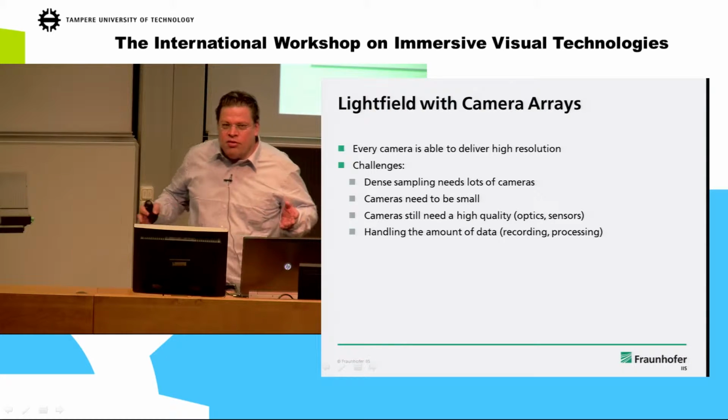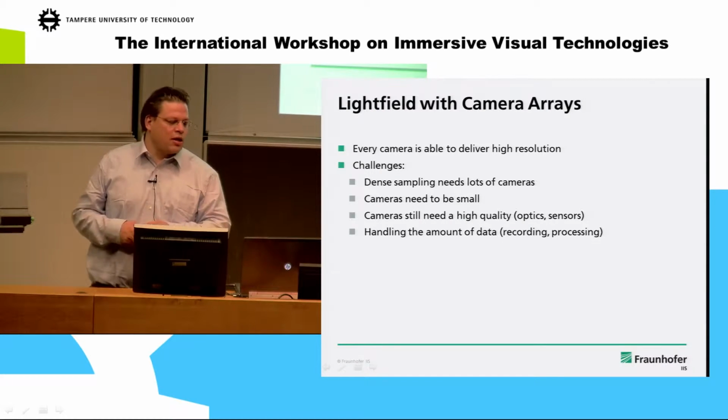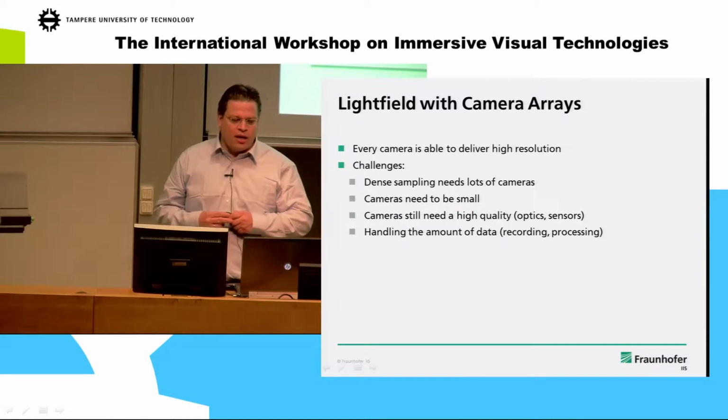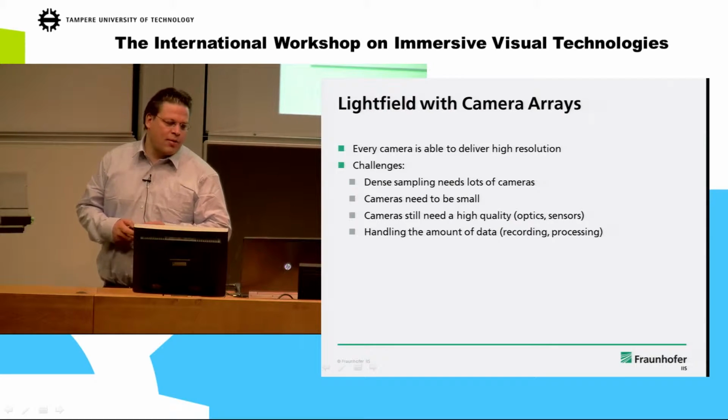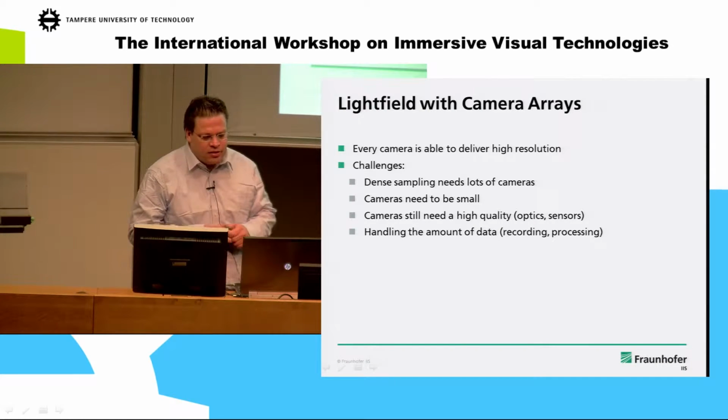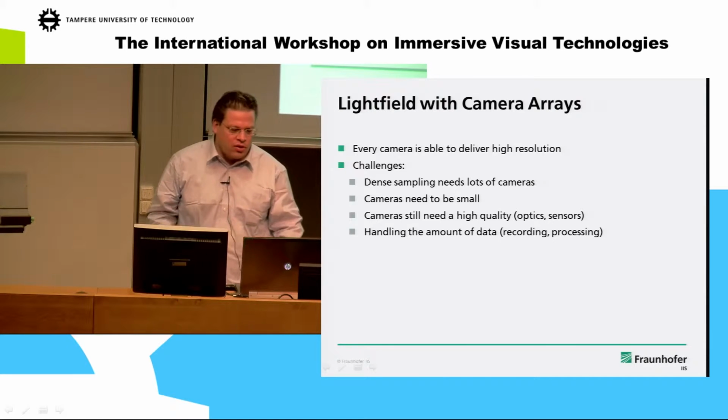The reason is, for movie production you want to have high resolution per camera, and however you have of course some new challenges, such as you need many cameras. In theory you need a very dense sampling, and so the cameras need to be small and still good, and so on, and the amount of data you capture is of course also high.